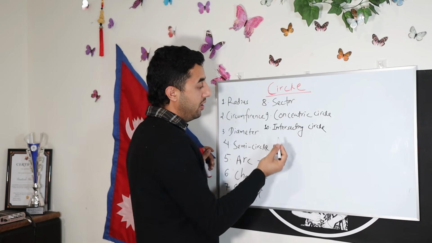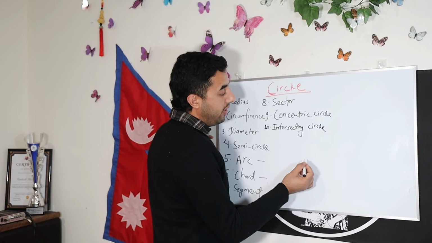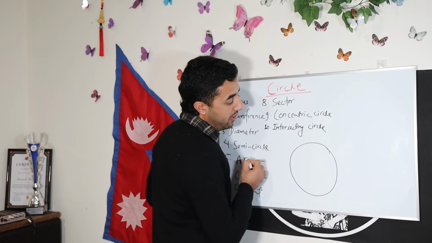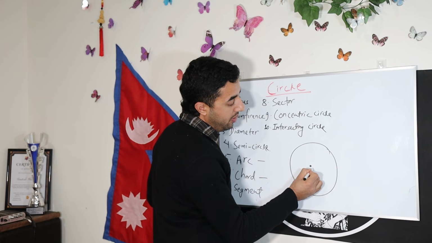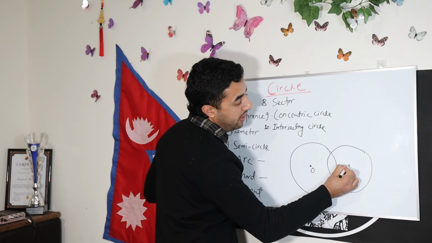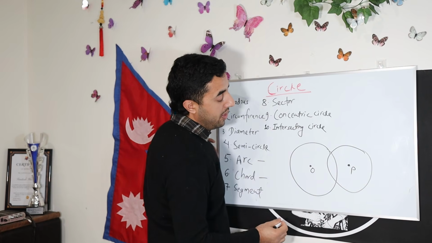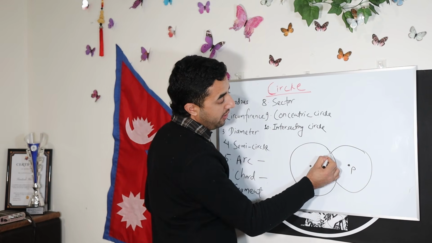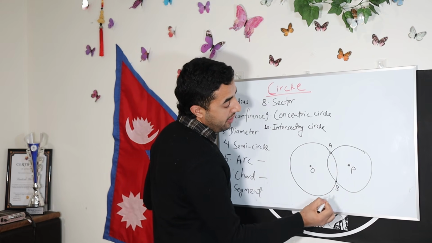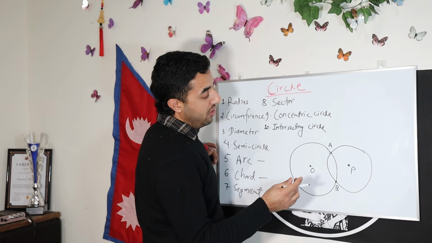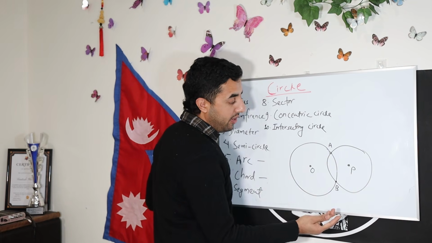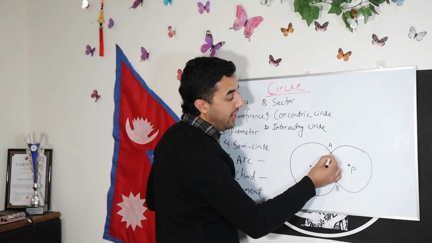Okay, let's learn about intersecting circles. Suppose this is one circle with center O, and this is another, smaller circle with center P. They are intersecting at these two points, A and B. Intersecting circles means any two circles that have different centers but intersect at two points.